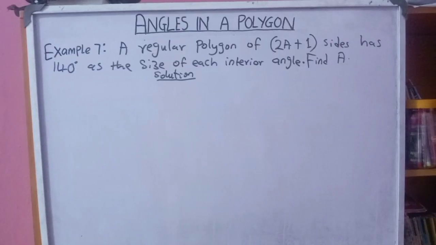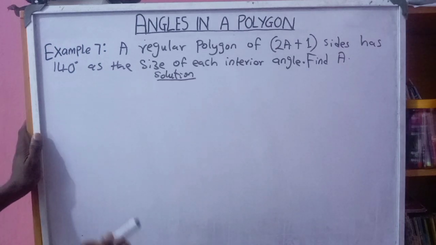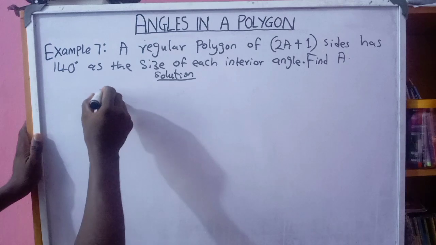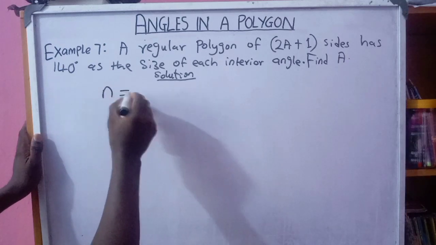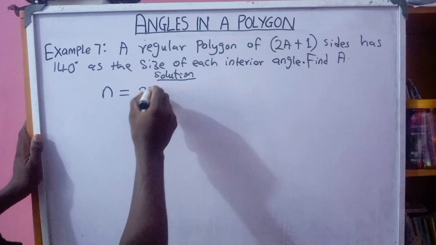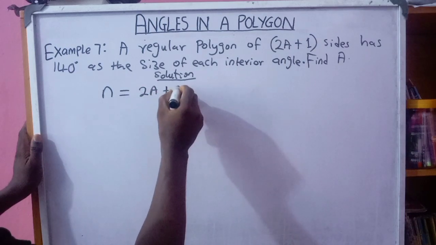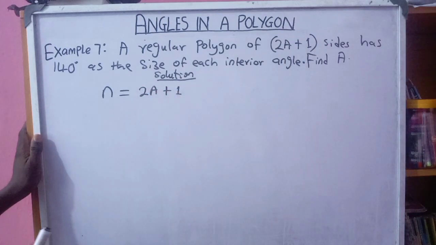Here we have the last example, example 7. A regular polygon of 2a plus 1 sides has 140 degrees as the size of each interior angle. Then the question demands that we find the value of a. Look at how we're going to approach this particular one. The solution. Let's identify some of the things that are given. Number of sides, n, is given as 2a plus 1. That is one of the things that are given.